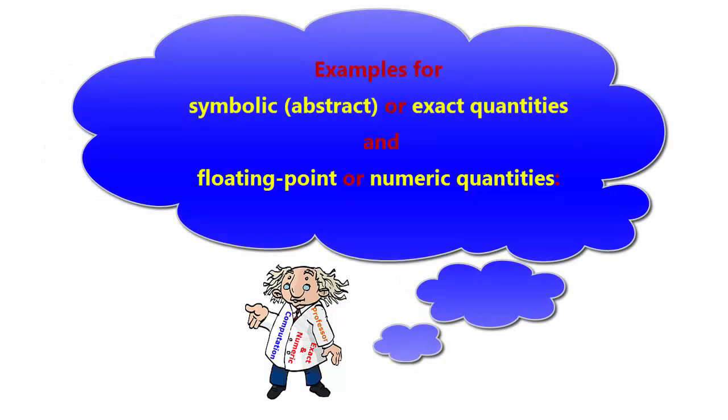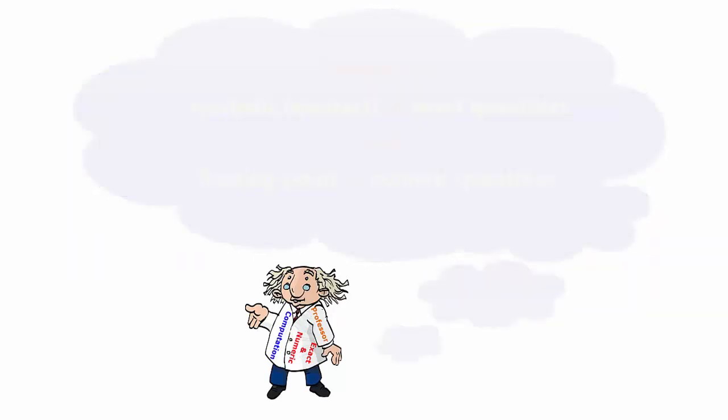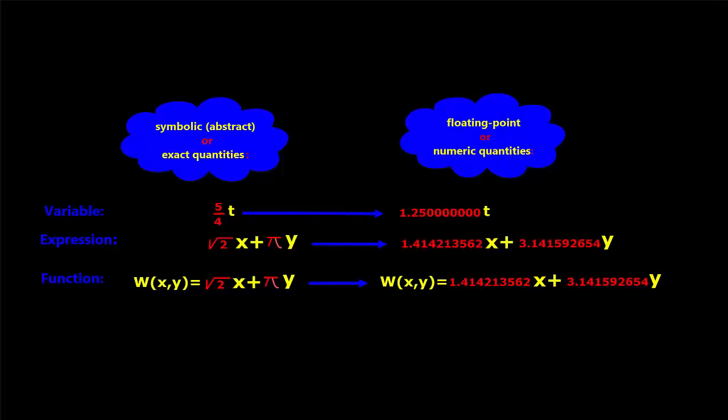Examples for symbolic, abstract, or exact quantities and floating point or numeric quantities. Exact or symbolic, abstract quantities, such as 5/4 t, the square root of 2 x plus pi y, W(x, y) equals the square root of 2 x plus pi y.